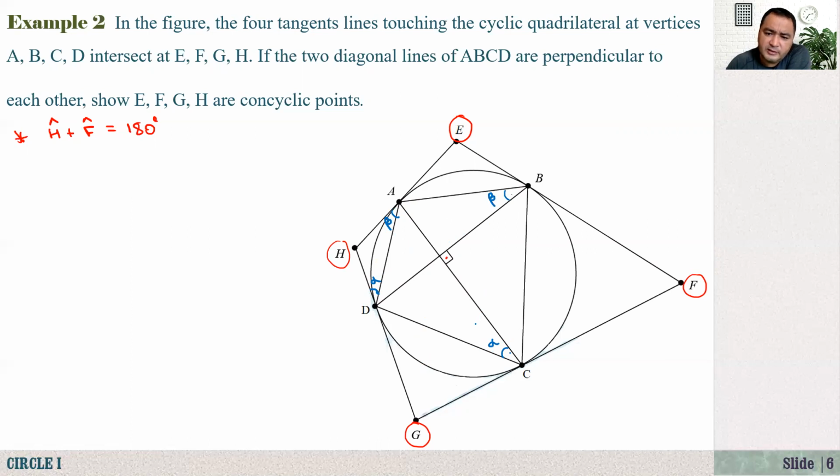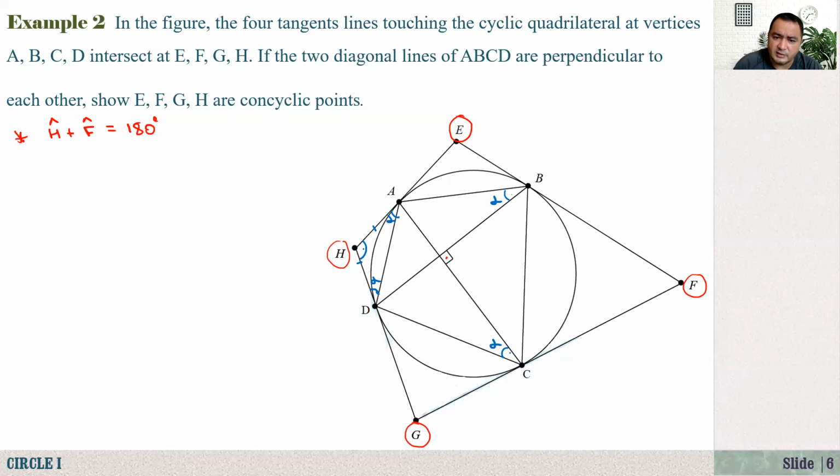Now from here, if this is alpha and this is beta, then 180 minus alpha, beta. Actually, alpha and beta must be the same. Why? Because HD and HA are tangent lines, so they are equal. So from here, I don't have to write this one. If it is alpha, then this one is alpha, this is also alpha, and this one is alpha.